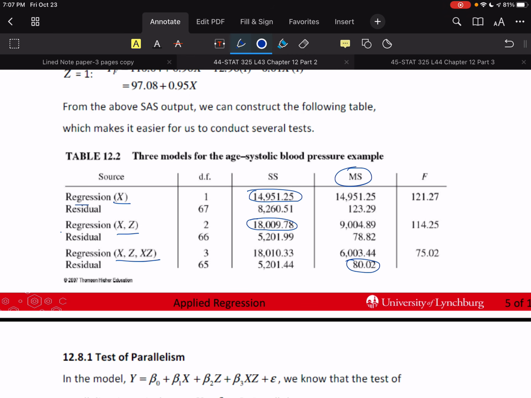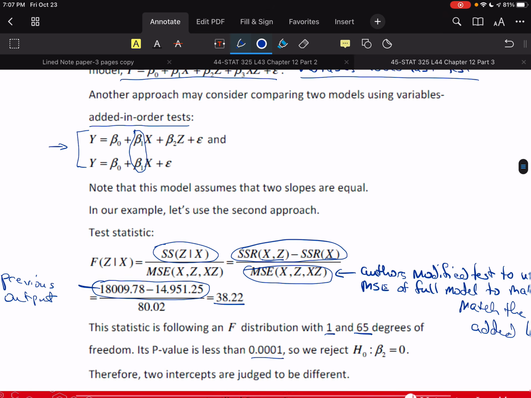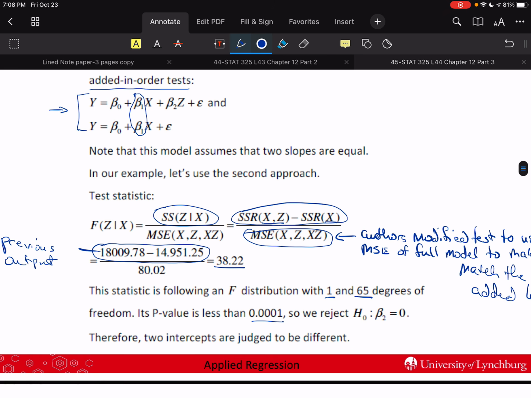That has 65 degrees of freedom. We're doing a difference between 2 and 1, so the degrees of freedom in the numerator is going to be 1. When we take this subtraction and do the division, we end up with an F statistic of 38.22, with 1 degree of freedom in the numerator and 65 degrees of freedom in the denominator. The p-value for this is less than 0.0001. We reject H naught: beta 2 equals 0.